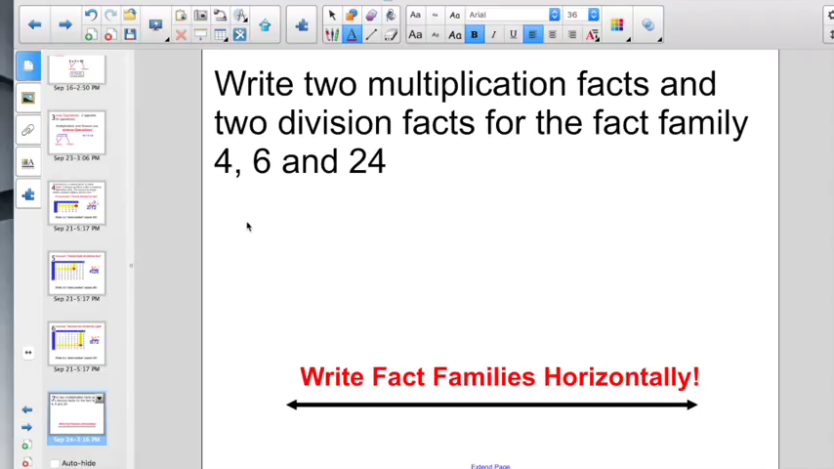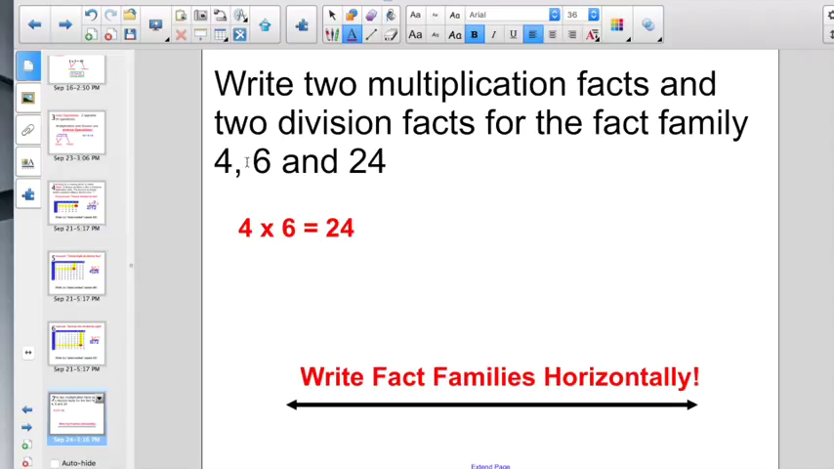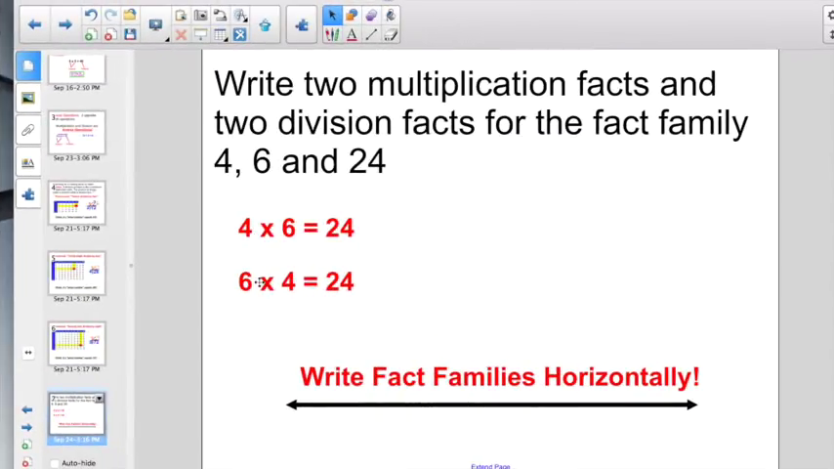So let's start off with our multiplication first. I can use them just in order right now. 4 times 6 is 24. But we also have the commutative property, so I can just switch the order of my factors, right? If I switch the order of the factors, I can now have 6 times 4 equals 24.